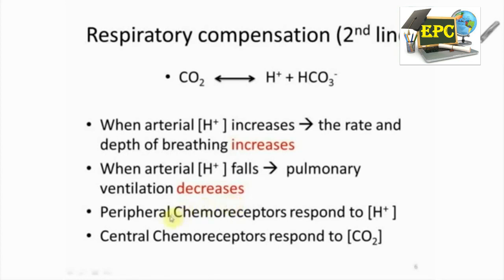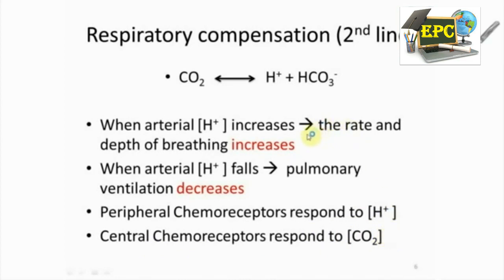Why is that? Because we have two kinds of receptors. We have peripheral receptors and central receptors. Now, the peripheral receptors respond to the changes in hydrogen ions, and the central receptors respond to the changes in carbon dioxide. Just to explain what's going on.